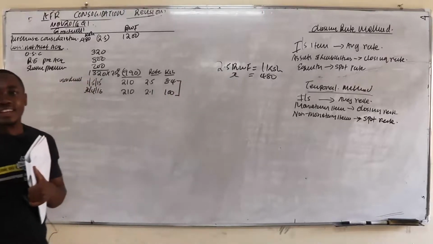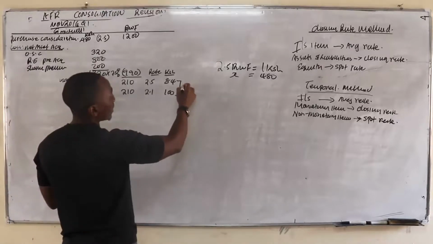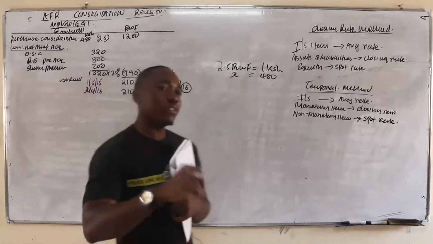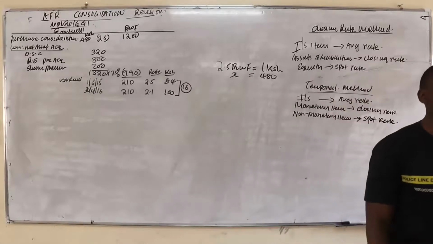There is a translation gain of how much? Or translation difference of how much? 16, right? Yes, there is something we said, that translation difference should be recorded as a separate equity item. Do you remember that? You don't.